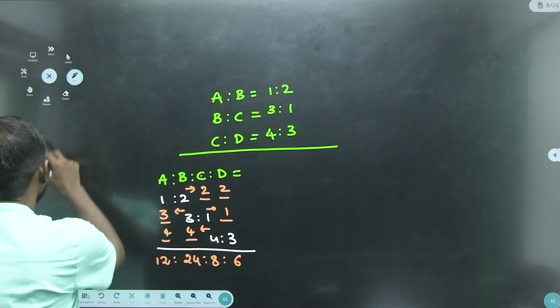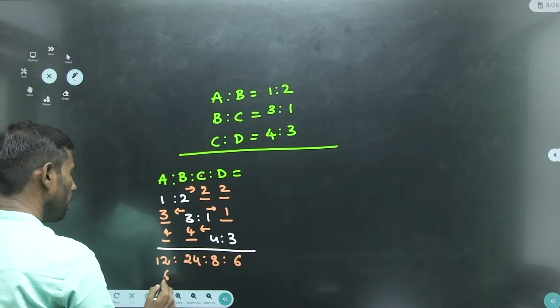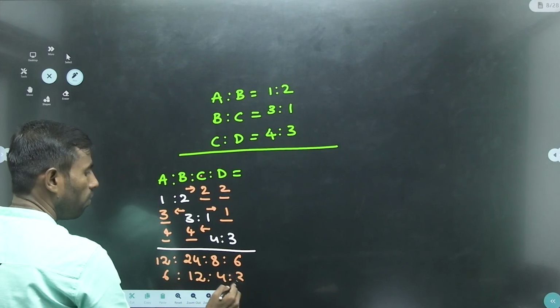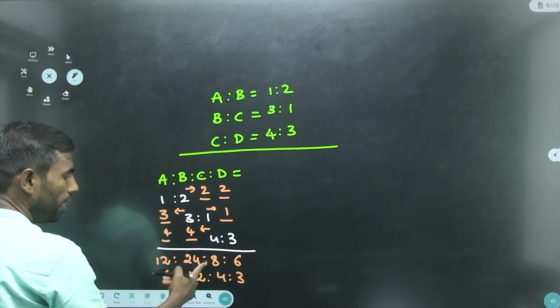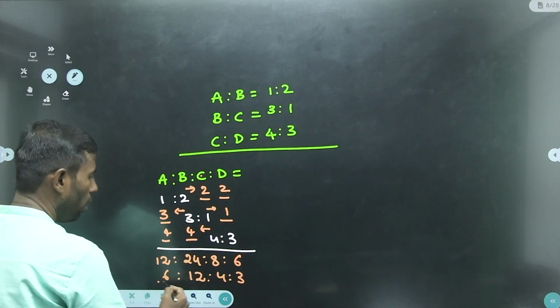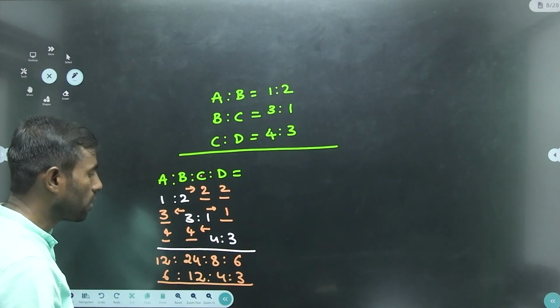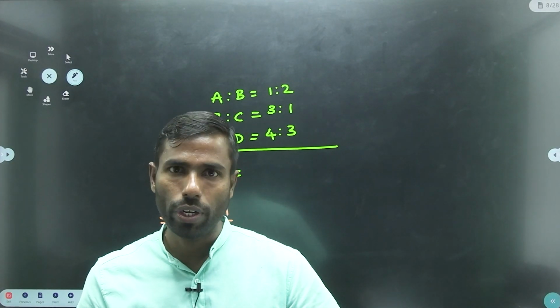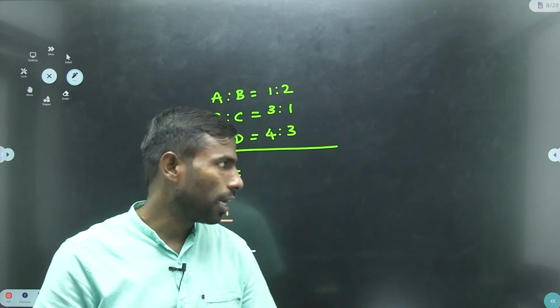Further it simplifies by 2: 6, 12, 4, 3. So the ratio of A to B to C to D is 6:12:4:3. Hope this part is clear.